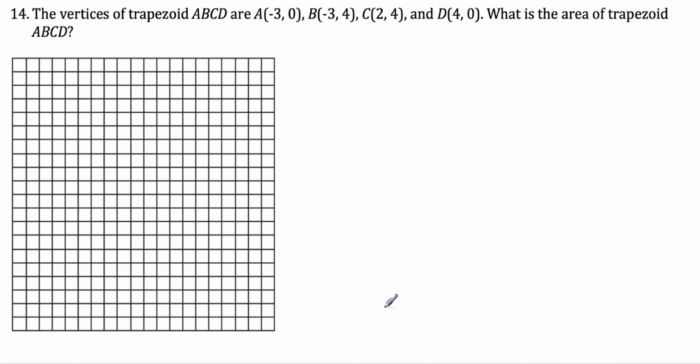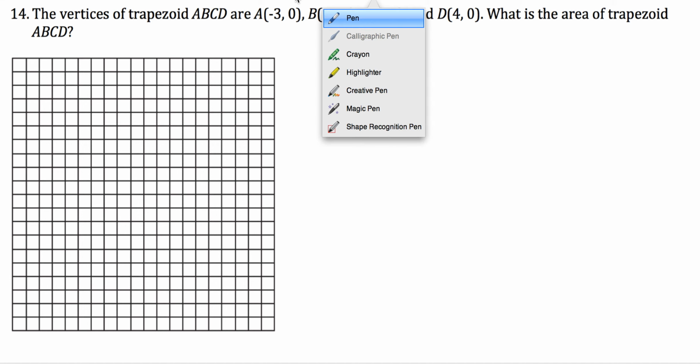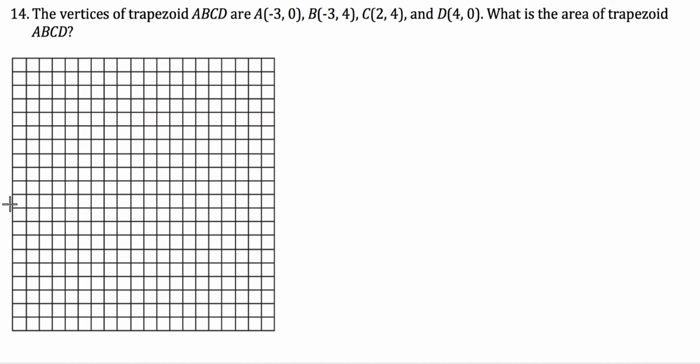Let's look at the last question here. What's the area of the trapezoid? So here we go once again. So negative 3 comma 0. And B is negative 3 comma 4. C is 2 comma 4. D is 4 comma 0.